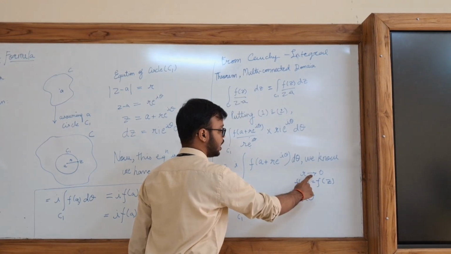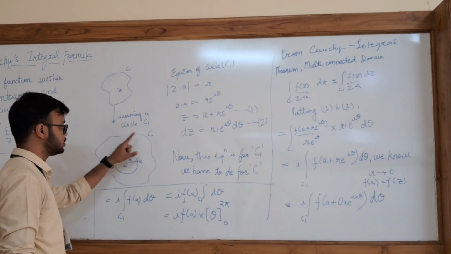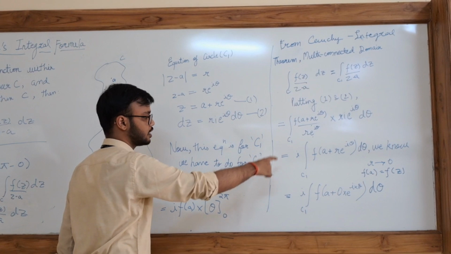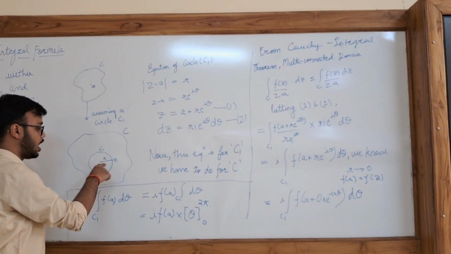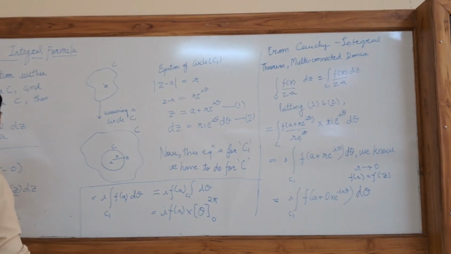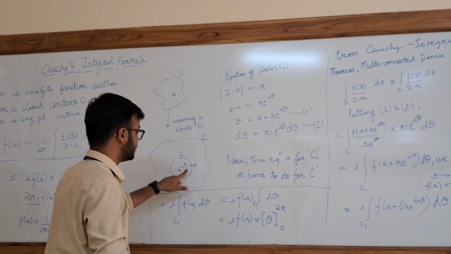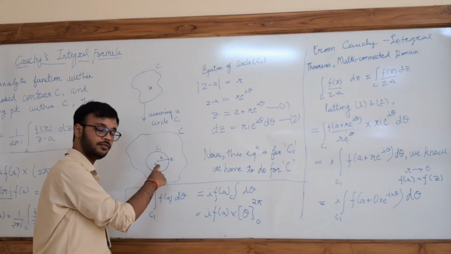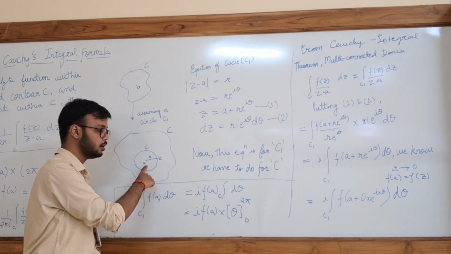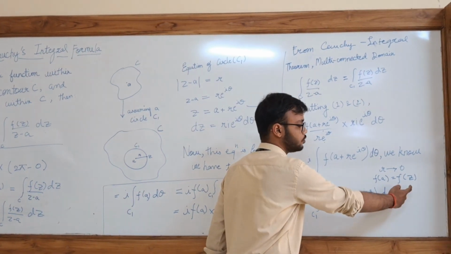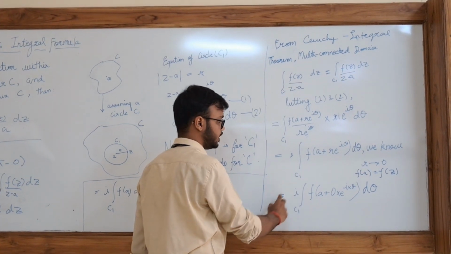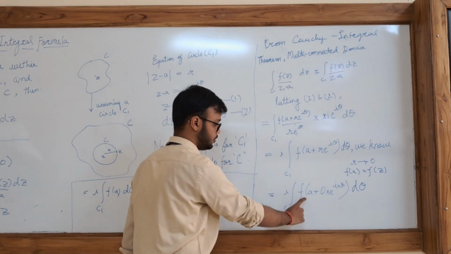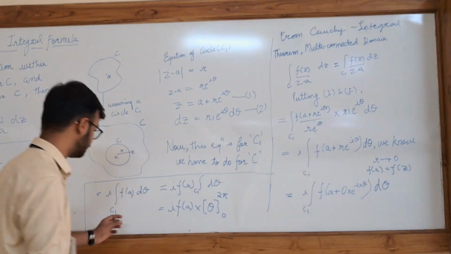We know that this circle is around the contour C, and because the R part is already cut, we can say that R is not determining the value of f of A. So if R is very small, then Z will be very close to A, so we can say f of A will be equal to f of Z. So we put R equal to 0, this part becomes 0, and we are left with f of A d theta.